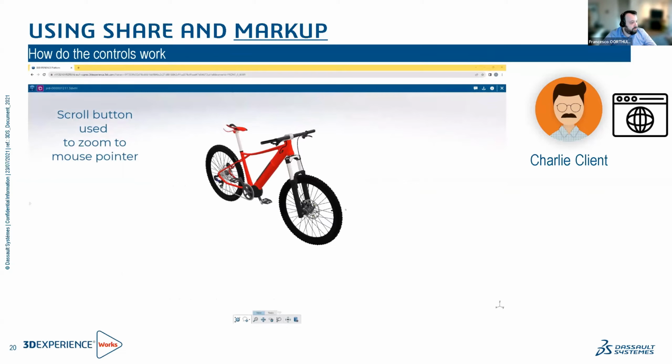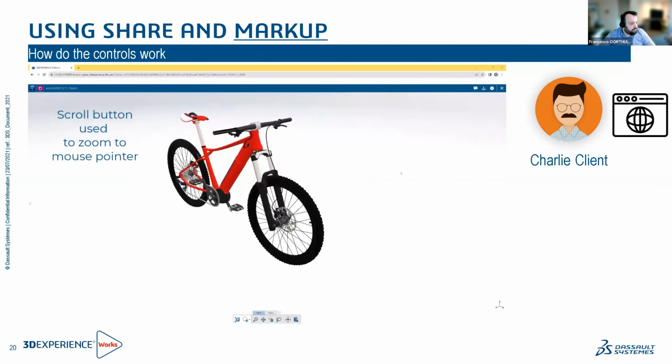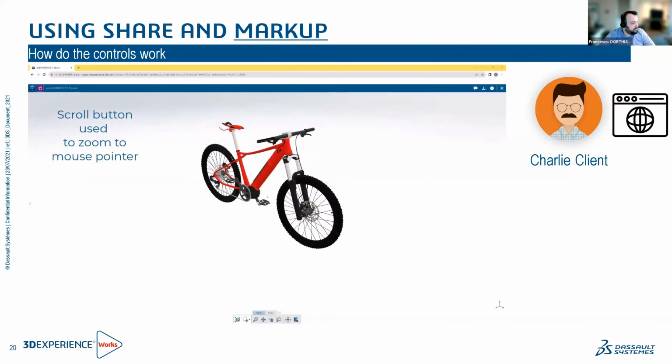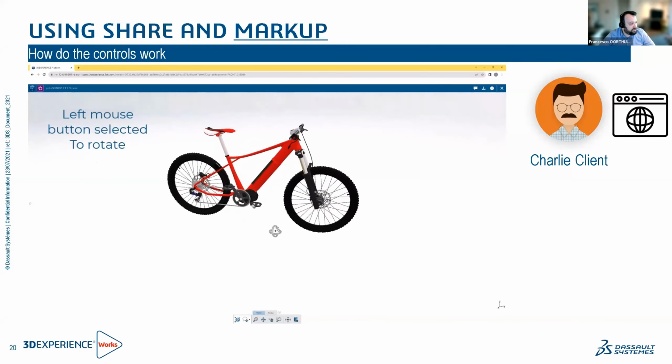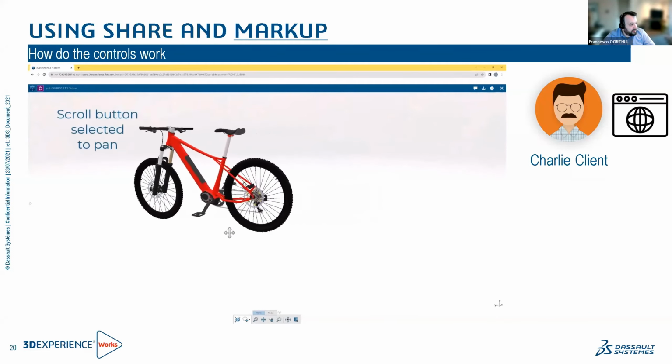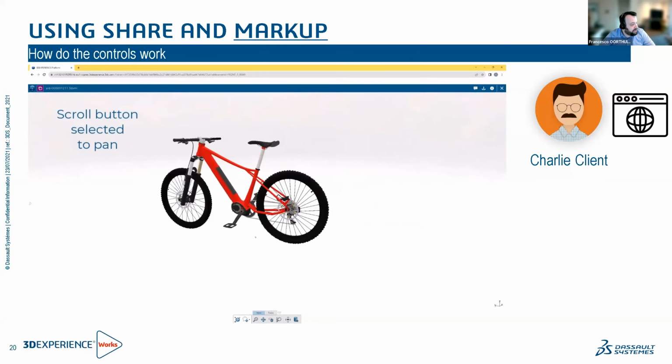So what can you do when the model is loaded? The first tips and tricks is how do the controls work? The scroll button zooms in and out. It zooms just like SOLIDWORKS. With the left mouse button you can rotate, and with the scroll knob selected you can do the pan.